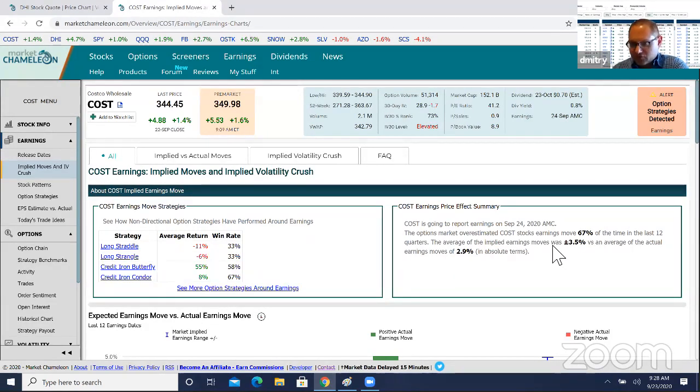So on average, Costco overestimated the move 67% of the time. The average of the implied moves was 3.5% versus the actual moves after reporting earnings of 2.9%, so about a 0.6% differential. That's comparing the implied move to the actual move using the at-the-money straddle.